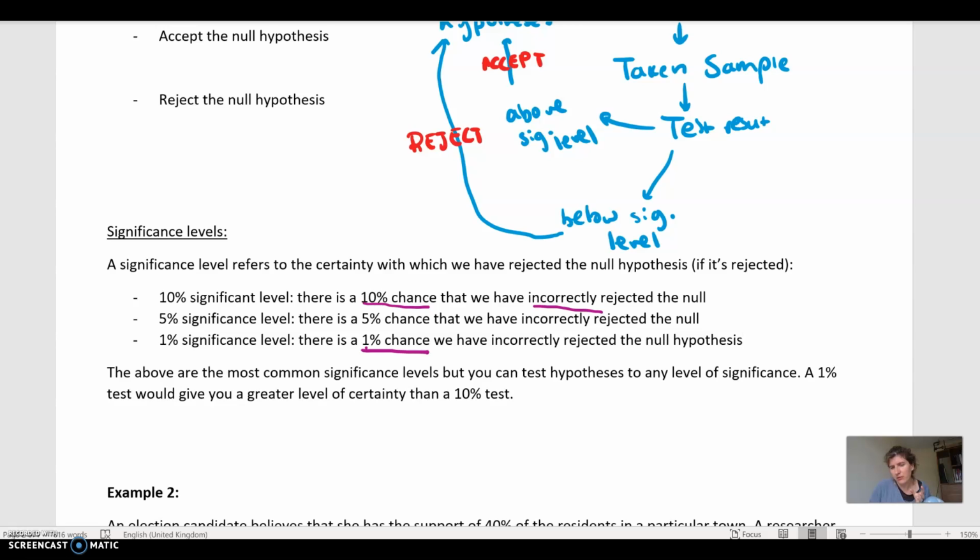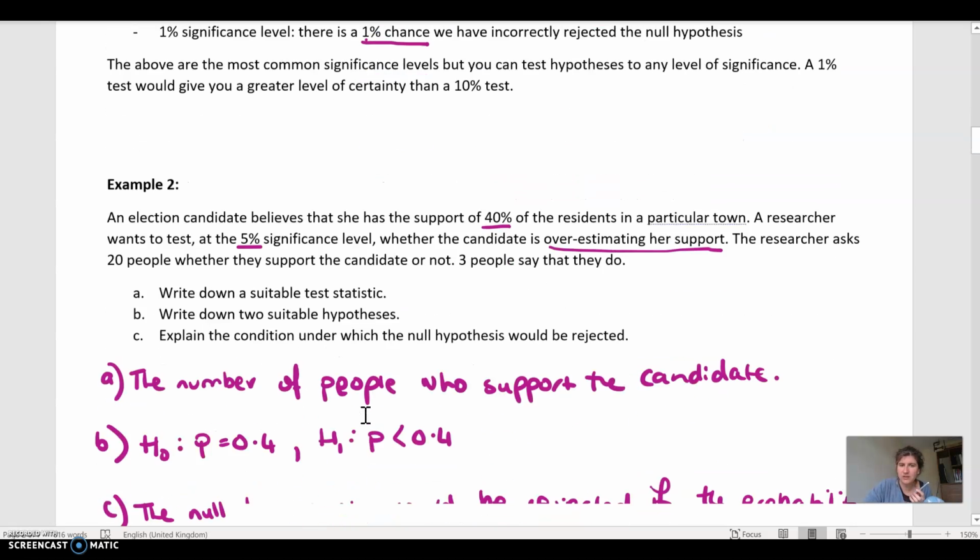Okay, so if the significance level that you find is below 1%, that means there's a higher chance that you have incorrectly rejected your null hypothesis. And this is where it's a little bit tricky. If it's above that level, that means there's a higher chance that you haven't incorrectly rejected it, and so we accept it. The most common significance levels to test are 1%, 5%, and 10%. But you can test for any level of significance, and the question will tell you what level you're testing for.